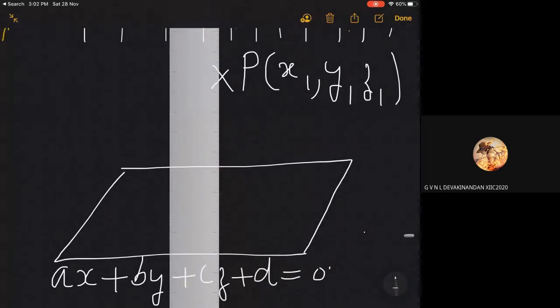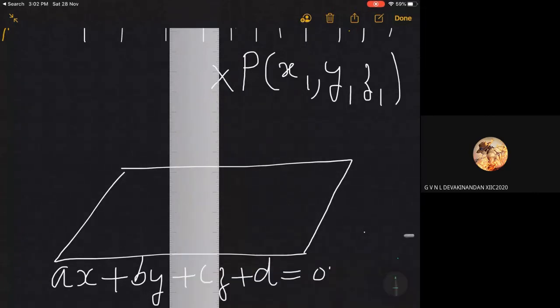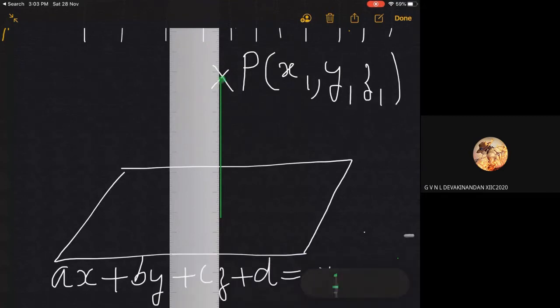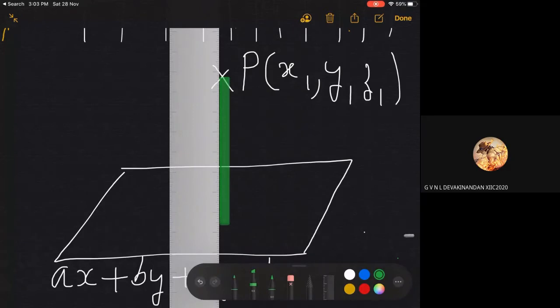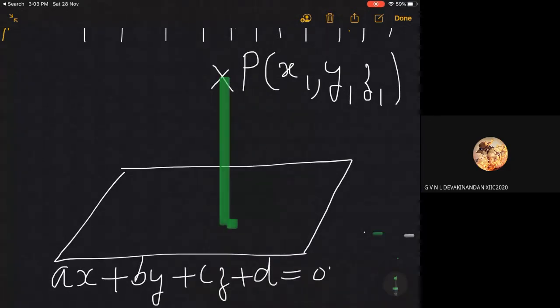I'm just drawing the perpendicular from this point P to this plane. Okay, this is a perpendicular which I have drawn. So making it big, it's a perpendicular which I have drawn. And how to find the perpendicular distance? Perpendicular means you know that this angle will always be 90 degrees.